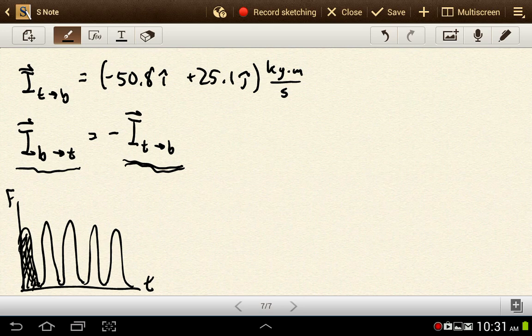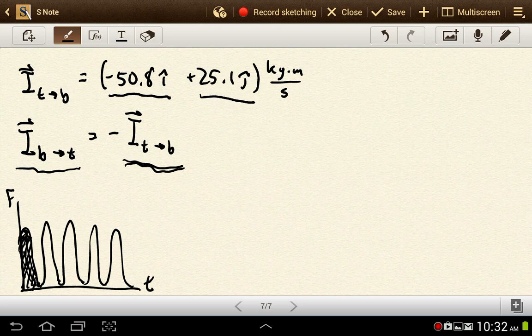Now I'm using area loosely because this impulse is a vector quantity. So we're somewhat comparing apples and oranges here, but not really, because we just have to imagine there's a force in the x direction and a force in the y direction, and the area under the Fx curve would be this x impulse, and the area under the Fy curve would be this y impulse.